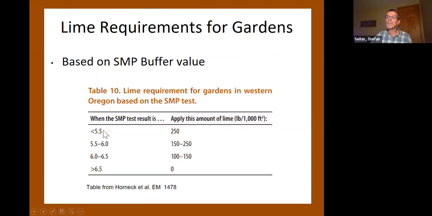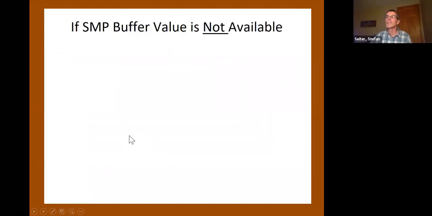So that would be if you have that SMP buffer. But again, you need that SMP buffer value. And what do you do if it's not available? And Alan mentioned that right away to me, is that a lot of people come in with a particular soil, and we don't have a complete soil analysis. So we don't know what the SMP buffer is.